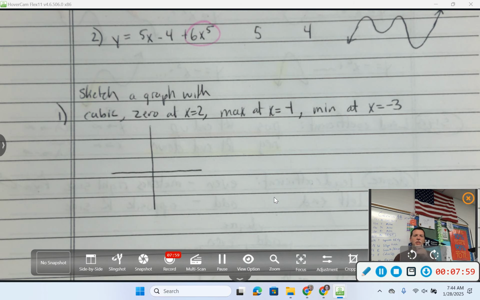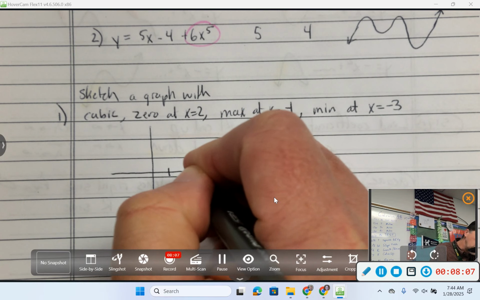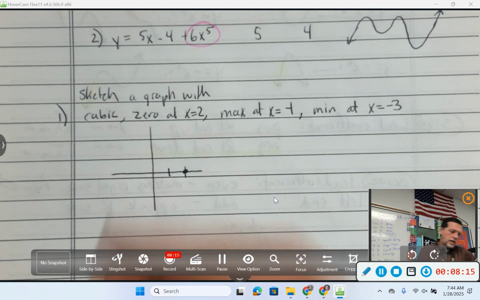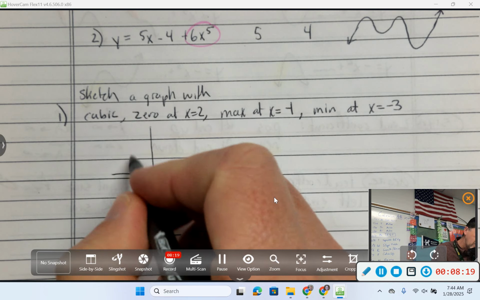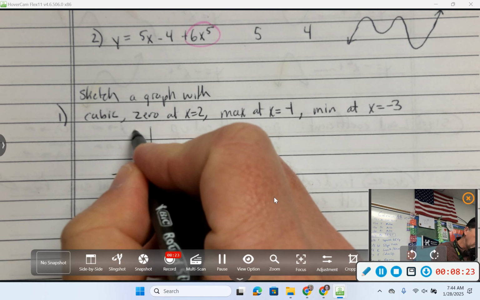Okay, which of those things do you think I should use first? What would be the easiest to put on the graph? Maybe the 0. Probably the 0. So x equals 2, there's a 0. Let's see. At -1, there's a max. I don't know where it is, but because it's a max, I'm thinking up here somewhere.